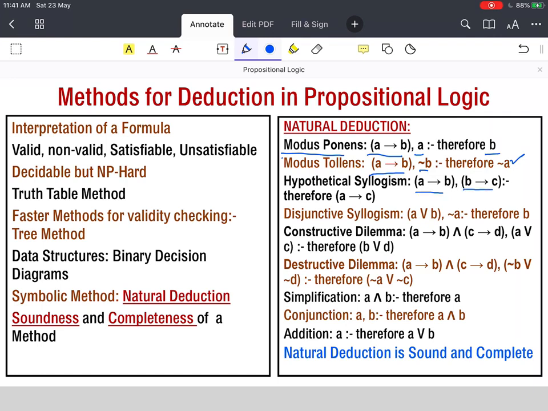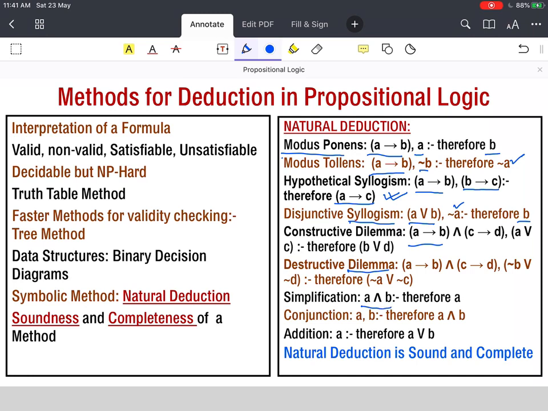Then it is the hypothetical syllogism, which says if A implies B is true and B implies C is true, then A implies C is also true. This came from the old Greek and Indic thoughts, where this is the transitive rule. Then there is the disjunctive syllogism, which says if A or B is true and not A is true, then obviously B must be true. Because if A or B has to be true and not A is true, then B must be true, otherwise A or B will not be true.